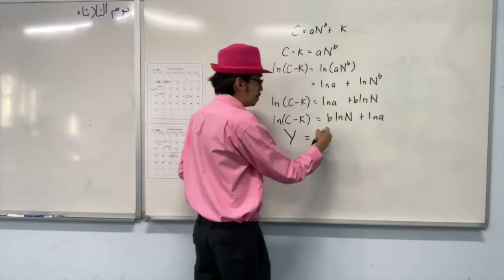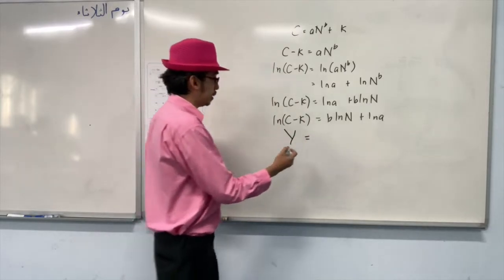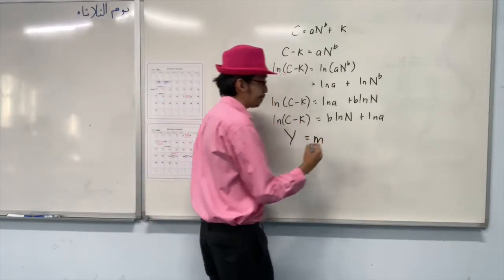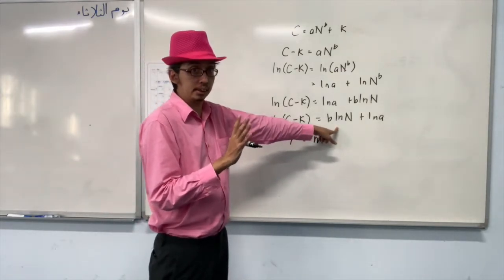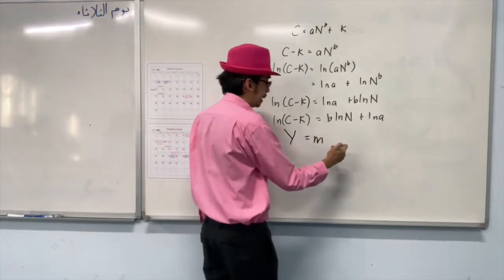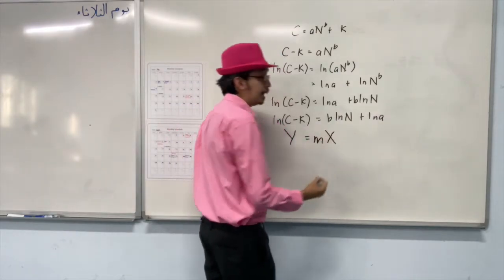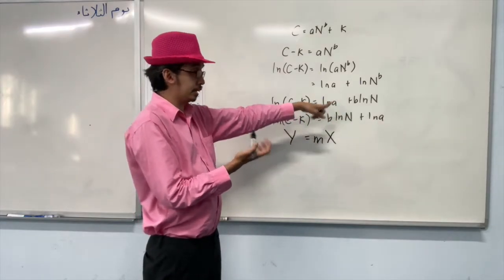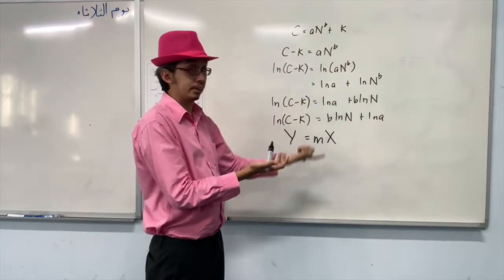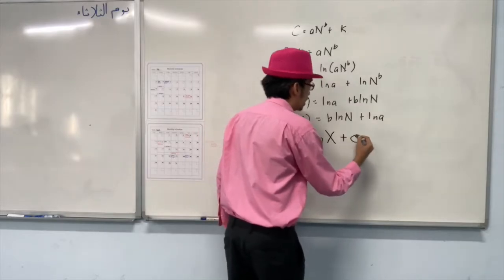Okay, b is actually a constant, so for now we can call it a gradient, m. Okay, ln n is not a constant, it's a variable, so that means ln n is another function, so it's x. Okay. And then ln a, again, a is a constant, so when you take ln of a constant, it's still a constant, so it's plus c.